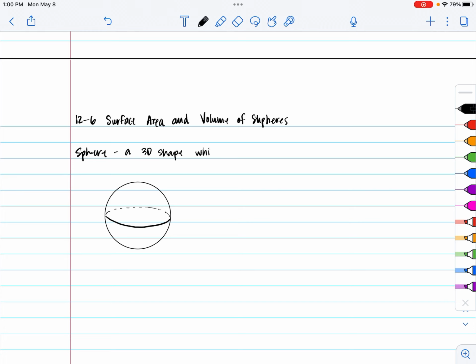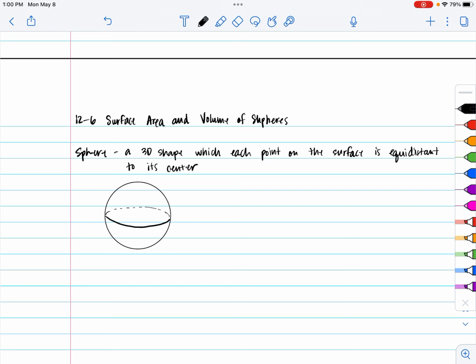which each point on the surface is equidistant to its center.